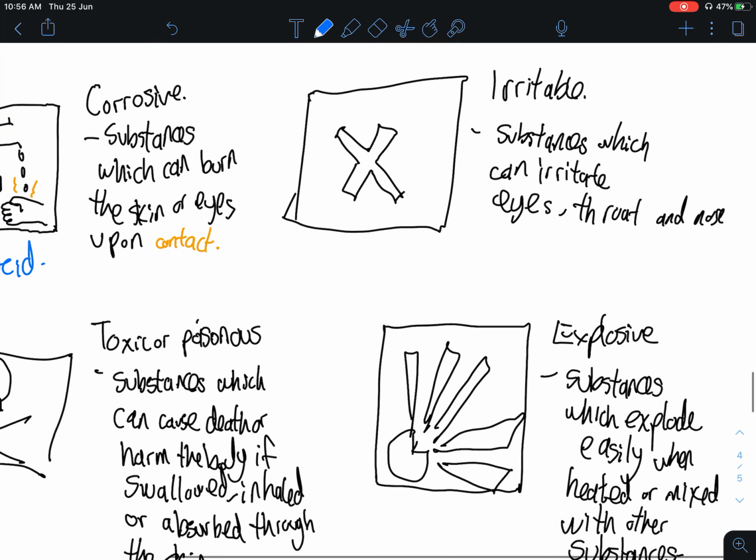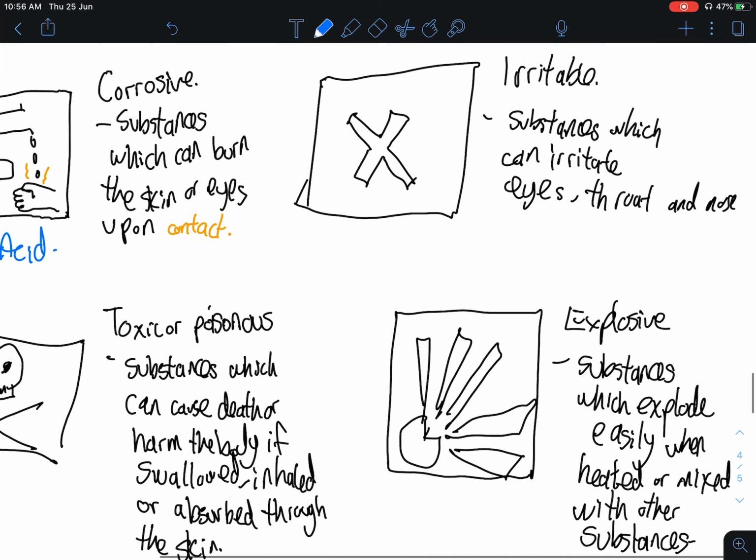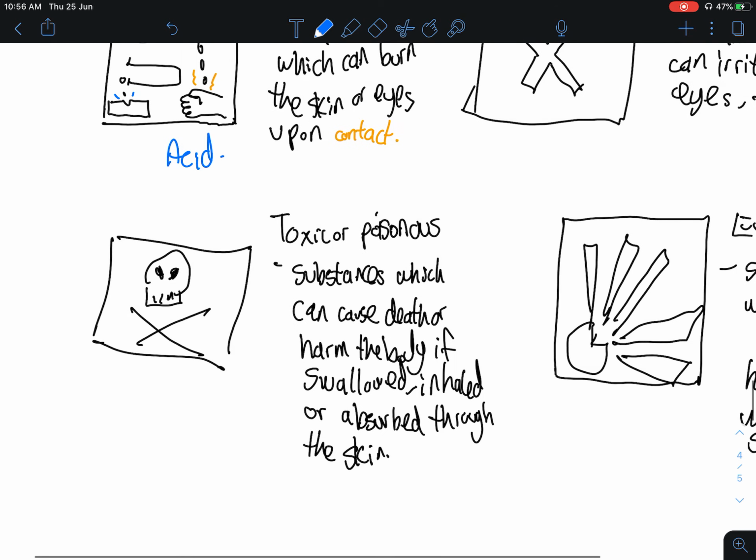And of course, if any of this were to happen in the science lab, please inform your teacher straight away. Don't play around with chemicals. It is not that safe. Then, of course, toxic or poisonous is basically like a pirate ship. You see a skull, and you know when you see something like that, it's most probably instantaneous death. So it can cause death or harm your body if ever swallowed, inhaled, or even absorbed through the skin. So never play with poisonous, toxic things.